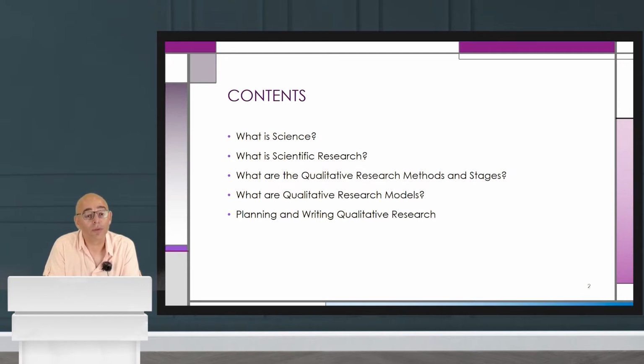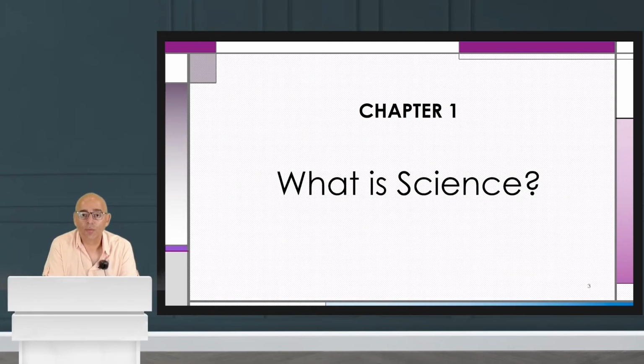In the light of the information given in the first chapter, you will see further details about scientific research. And in the third chapter, what are the qualitative research methods and stages? As you see in each chapter, we will get more specific and more detailed. And in the fourth chapter, there is also another question: what are qualitative research models? In the light of the third chapter, which we will talk about the qualitative research methods and stages, then we will talk about the models, the qualitative research models, and at the end we will give some brief information about planning and writing qualitative research. So let's start with the first chapter.